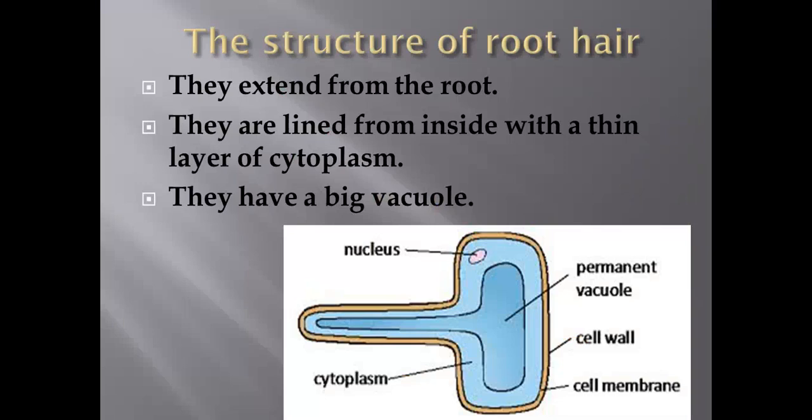Now let's see the structure of the root hair. A root hair extends from the epidermis layer, or from the root. It is lined inside with a thin layer of cytoplasm, and it has a big vacuole. Again, the structure of the root hair: lined with a thin layer of cytoplasm and has a big vacuole.